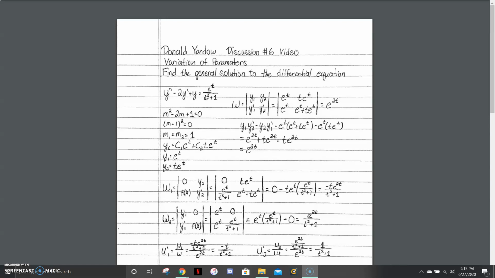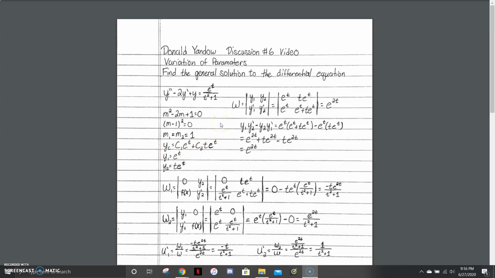So this happens to be our nonhomogeneous differential equation, and from here we need to find the characteristic polynomial, which is m squared minus 2m plus 1 equals 0. So this is a perfect square trinomial. So we have m minus 1 squared equals 0. And from there, our m1 equals our m2, which is 1. So now we have our yc, y1, and y2. So our y of c is c1 e to the t plus c2 t e to the t.